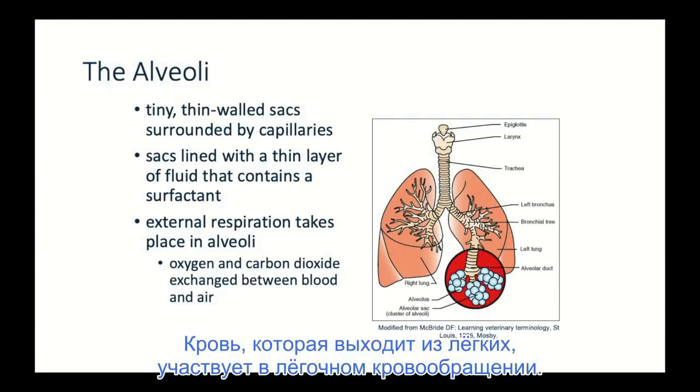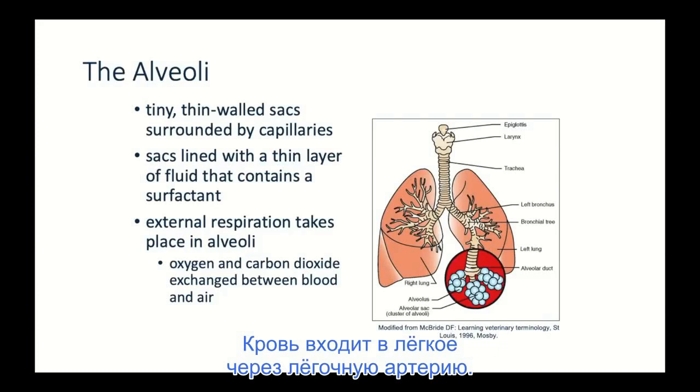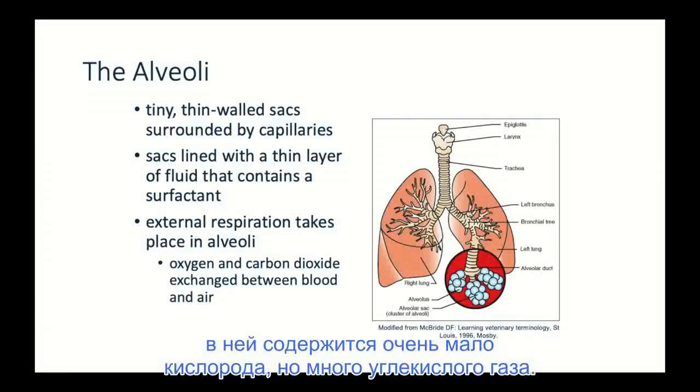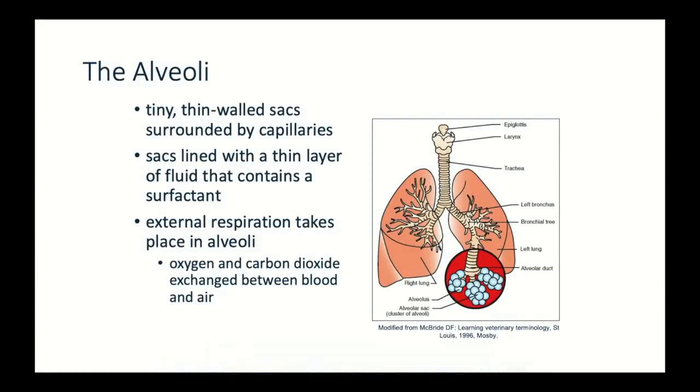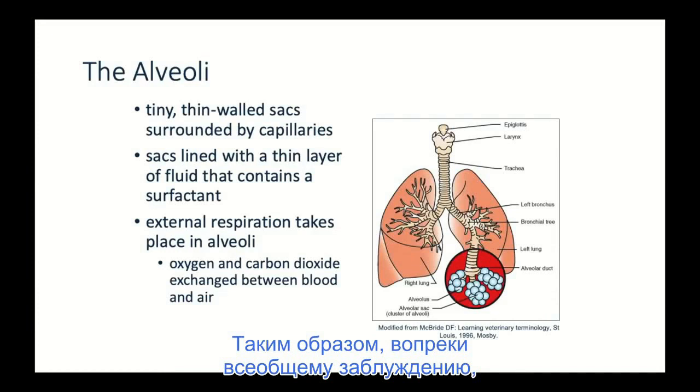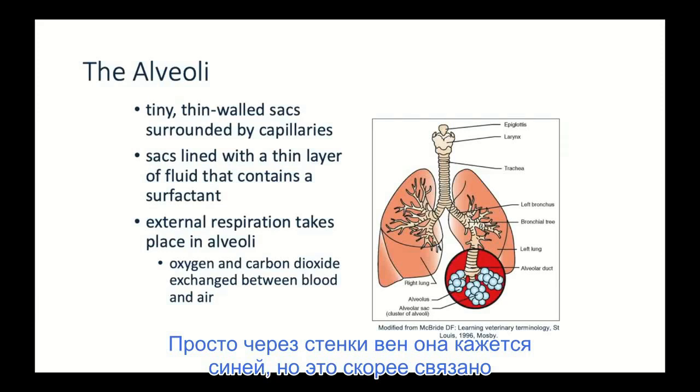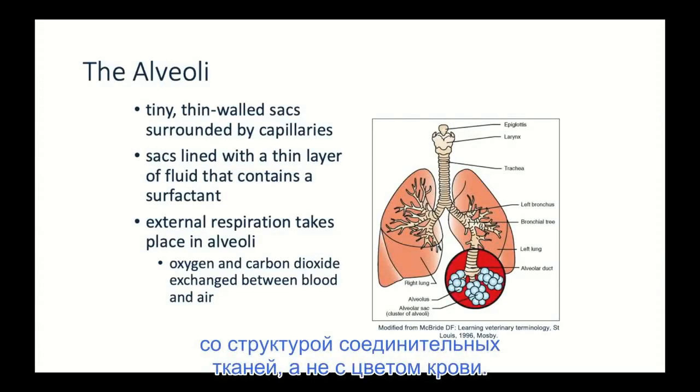The blood supply to and from the lungs is called the pulmonary circulation. Blood enters the lungs through the pulmonary artery. The blood in this large blood vessel is dark red because it contains very little oxygen, but a lot of carbon dioxide. So contrary to popular belief, deoxygenated blood is not blue, it's just dark red. And of course, through the walls of the vein, it typically looks blue, more so because of the connective tissue structures than the blood itself.